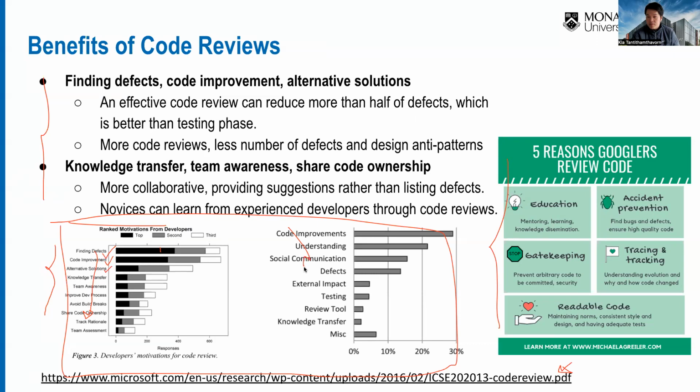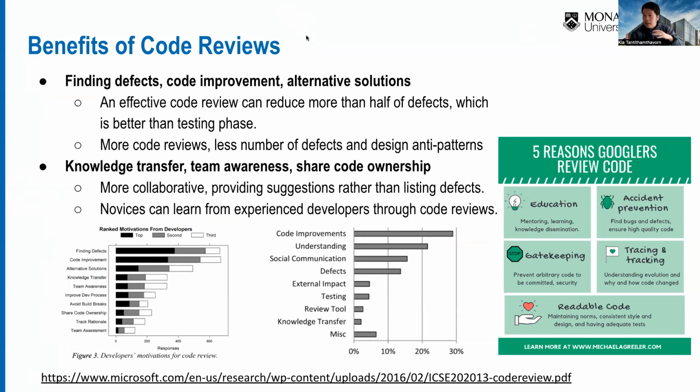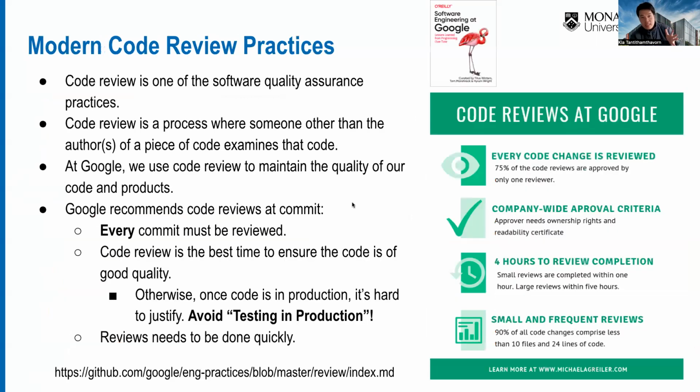Because it can help developers find defects, improvements, suggest alternative solutions or whatever. And this is the result from Google as well. It seems that the results are quite consistent between Google and Microsoft. They agree on the same thing: code improvement, social communication, team awareness, knowledge transfer, shared code ownership. It also follows the agile testing principles that I mentioned to you before during week two. Okay, so that's code review.